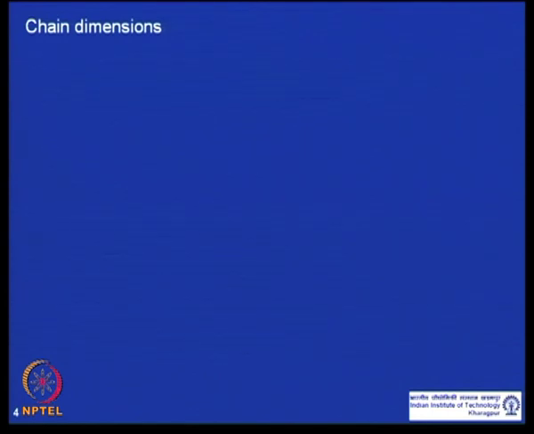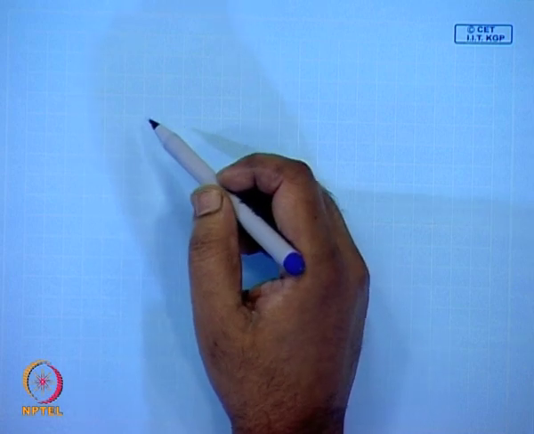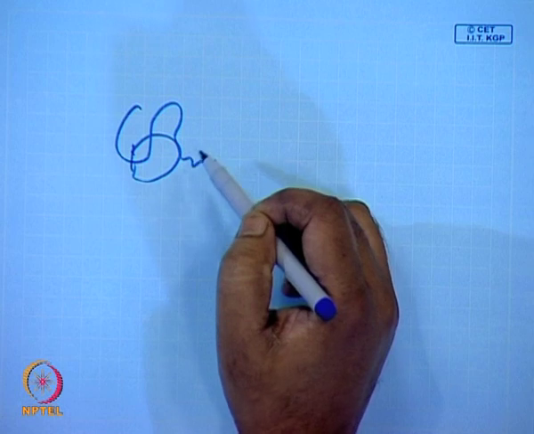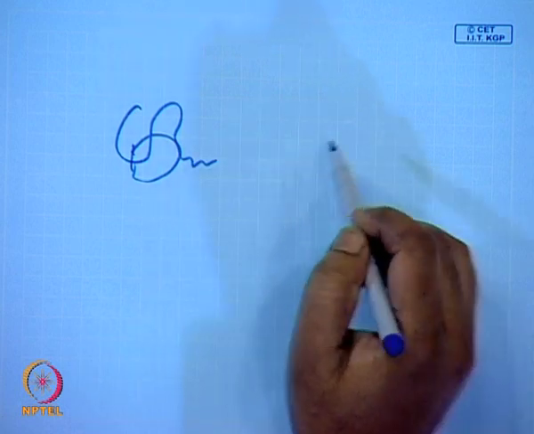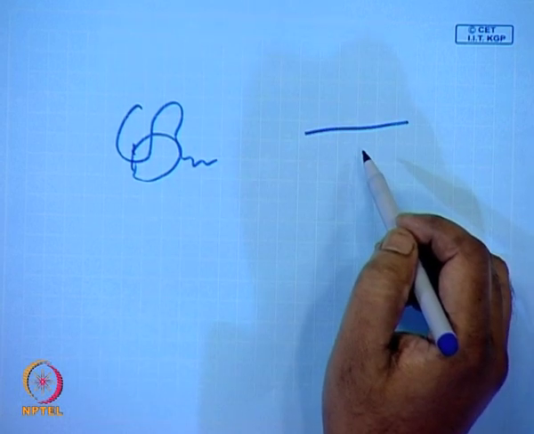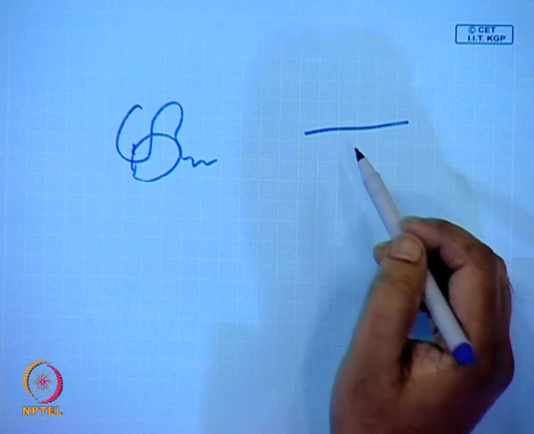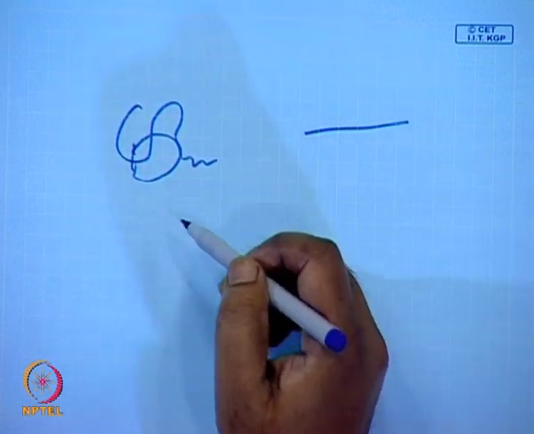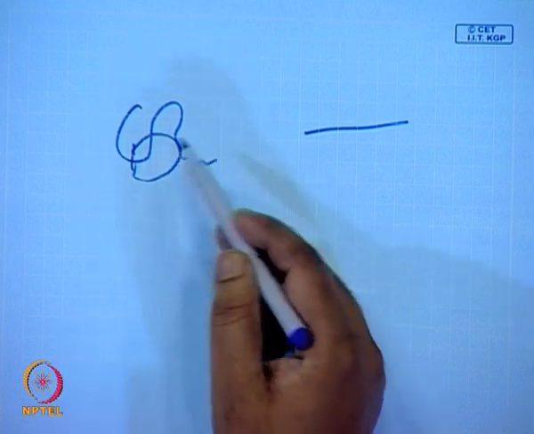Now, what do we mean by chain dimension? How do you typically write a polymer? You have seen in the books, or you have seen me always writing polymers like this. Okay. Something like this. We never write polymers like this. We never write polymers like this. We always write, whenever we represent a polymer, a coil chain.